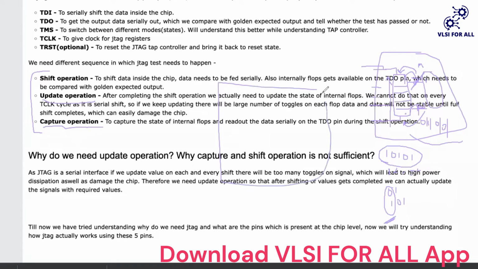It's a simple thing: consider there is one JTAG register and one module, and this wire connects from the JTAG register to this module. So if I keep on updating the value from the shift register onto this wire every time, it will become an issue. Is that clear to you?